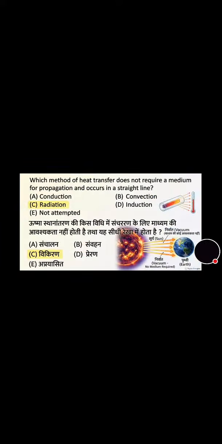Now next question. What role does the power converter play in an electric drive system? The correct answer is option A, it converts electrical energy to a stable form and controls power flow to the motor. Now move towards the next question. Which method of heat transfer does not require a medium for propagation and occurs in a straight line? You can check through the photo also, and the correct answer is option C, radiation.